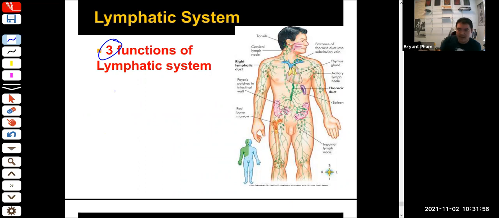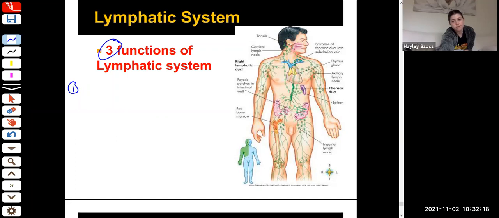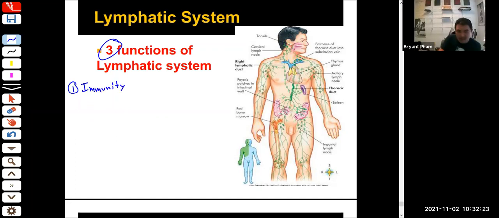3 functions of the lymphatic system. Thankfully, you already know 2. So a little bit of head scratching here. What was the function of the lymphatic system during exam 1? What did your lymphatic system do during exam 1? Your immune system. Nice. Immunity. This is where your B and T cells mature.